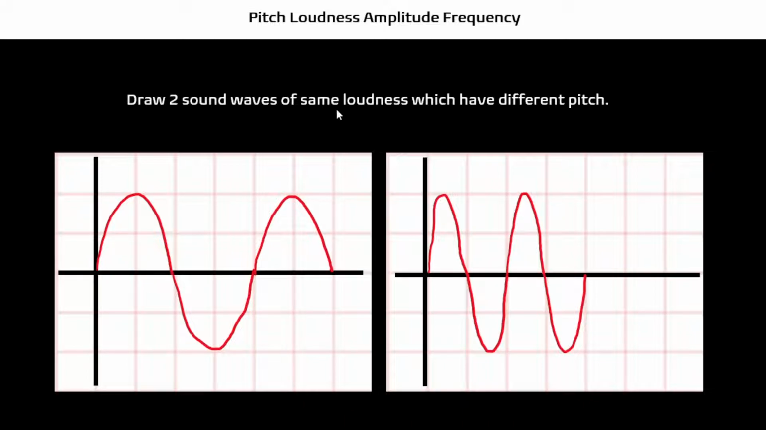So I'm having the same loudness. Why? Because I have the same amplitude, which is exactly the same for both. But since I say that it has different pitch, meaning that my frequency is going to have to be different. So let's see, it took us 1, 2, 3, 4 grids to complete one wavelength. However, it only took us 2 grids to complete one wavelength for the second wave.